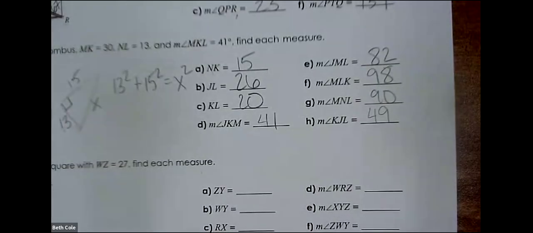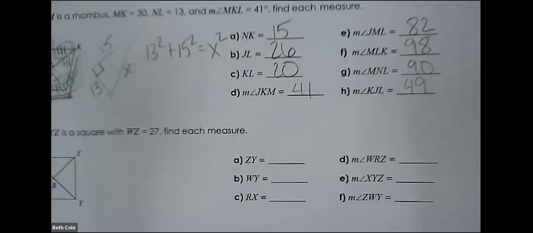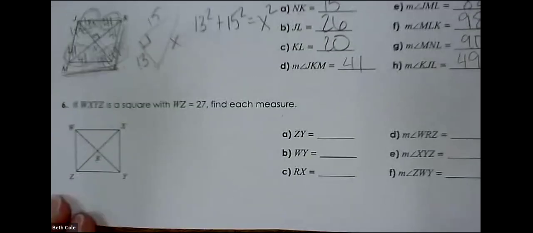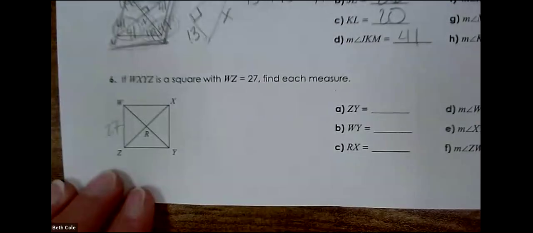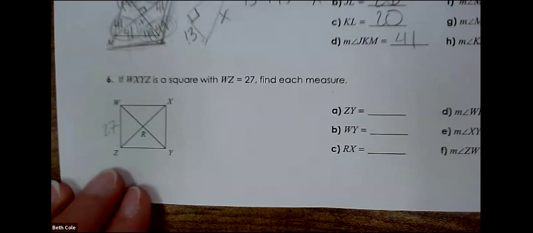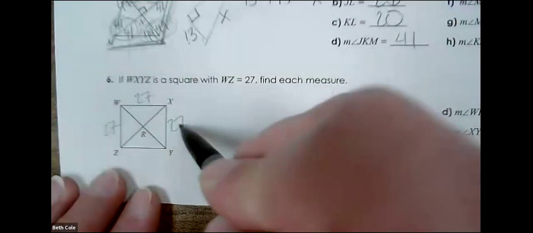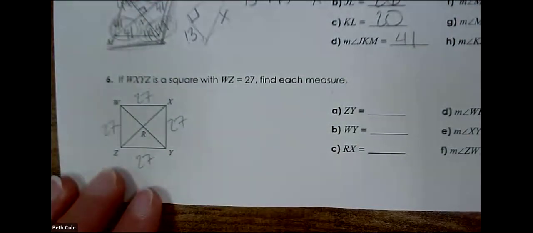All right, so let's finish this last one on this side, and then I'll give you a little brain break. This one will be easier because it's a square. Remember, the further down the flow chart you get, the easier the questions are because you get to just repeat stuff. All right, so it says WZ is 27. Since it's a square, what else is 27? Yeah, like all of the other sides. For a square, they're all the same.